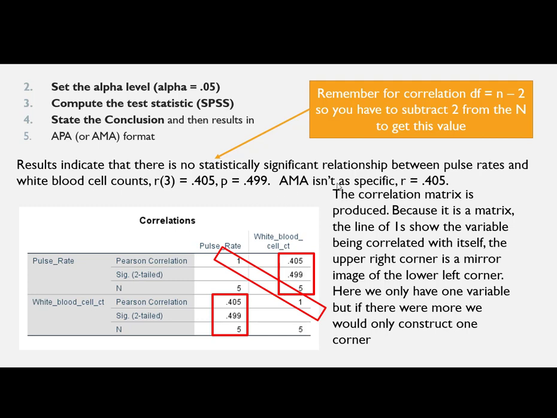AMA, I have not been able to find specific directions, but it usually just reports the R and the coefficient. And my understanding would be that you would only report significant correlations because it doesn't give the p-value in the AMA manual that I have. Anyway, so we'll just stick with the APA.